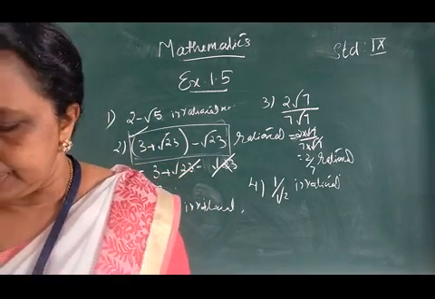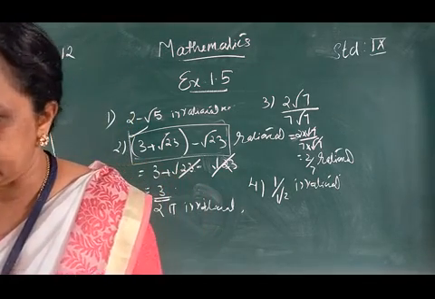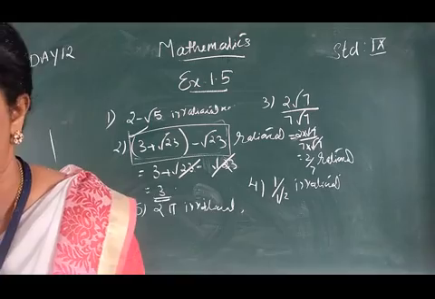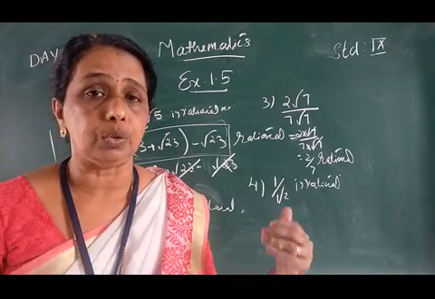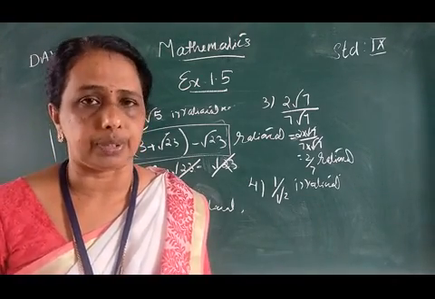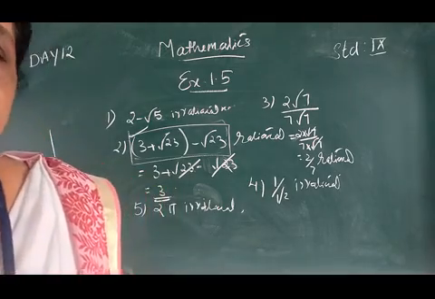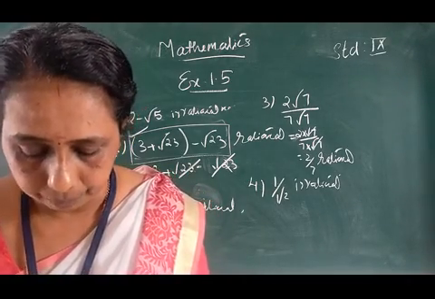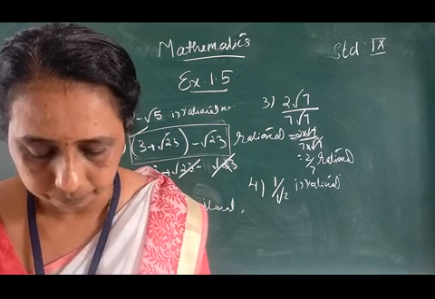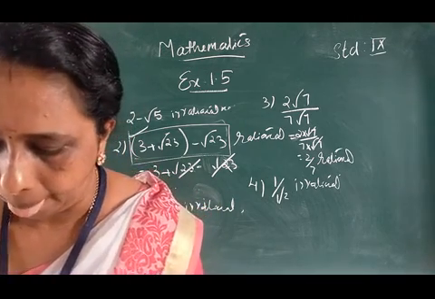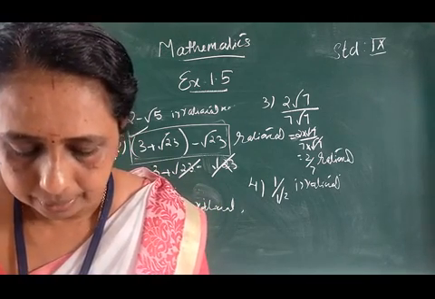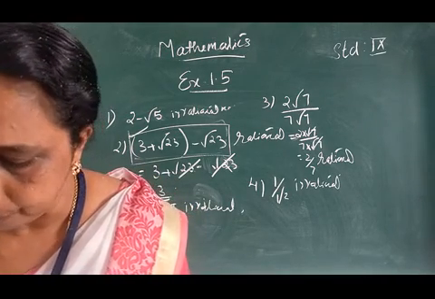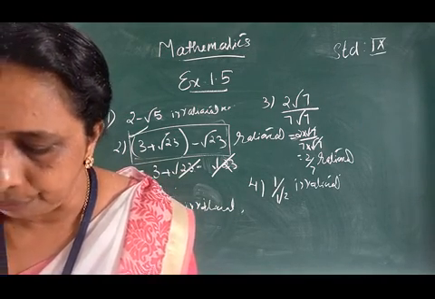Next question. Simplify each of the following expressions using the identities you studied based on square roots. Based on square roots, you already studied the identities. Based on those identities, you have to solve the given problems. The first one is, simplify each of the following expressions.